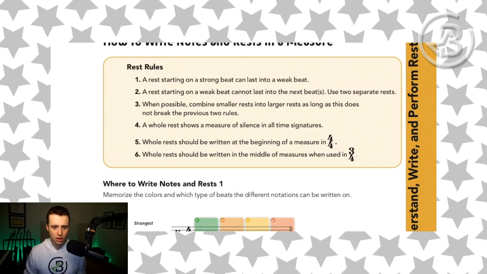And that's really, rule number 3 is really for beginners, because you're going to have a moment where you have like 4 quarter rests in a row, and then you're like, wait, hang on, oh, there was rule 3, or combine. Because if you do rule number 1 or rule number 2 perfectly, you will not find yourself with rule number 3. So rule number 3 is just to catch you if you made a mistake in rule number 1 or rule number 2. A whole rest shows a measure of silence in all time signatures. In whole rests, we write them at the beginning of measures in 4/4, and we write them in the middle of measures in 3/4. I will see you in the next lesson.